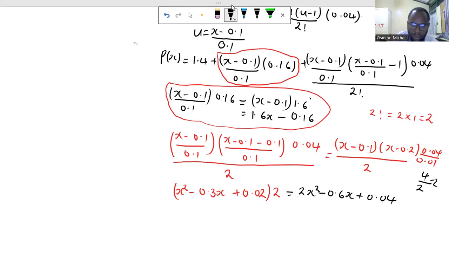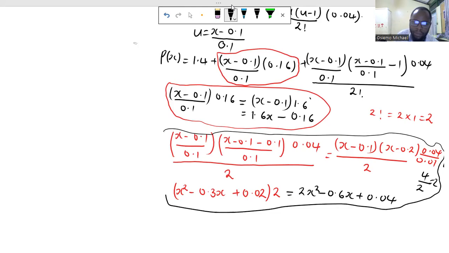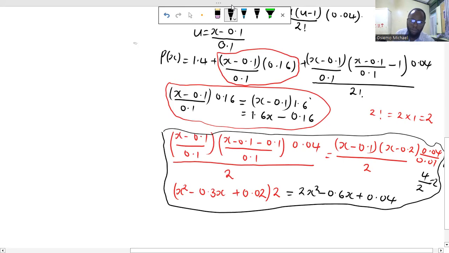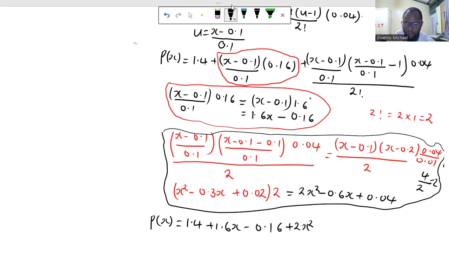Now we can substitute into our function. All this we were simplifying, the second part. So we're going to have p of x equals now to 1.4 plus 1.6x minus 0.16, then plus 2x squared minus 0.6x plus 0.04.